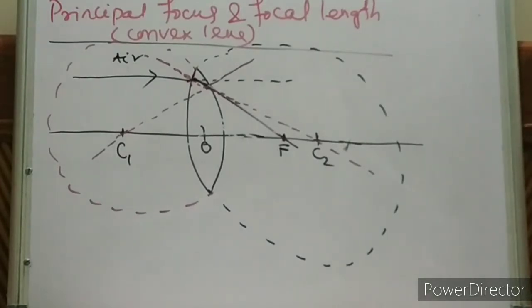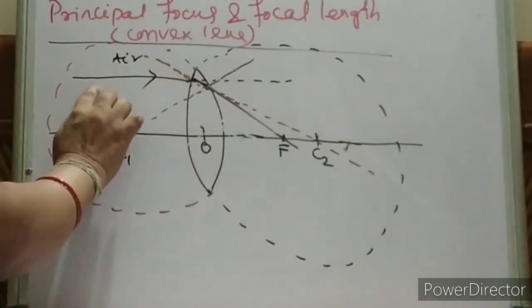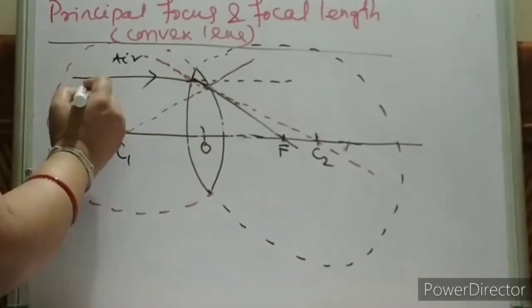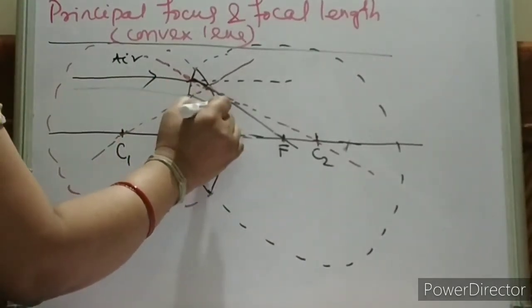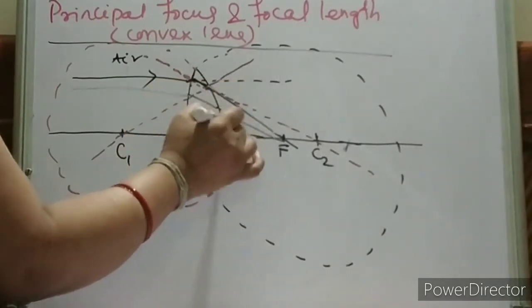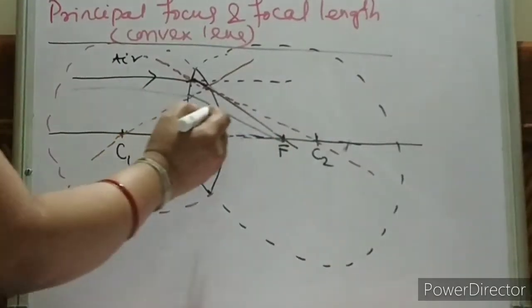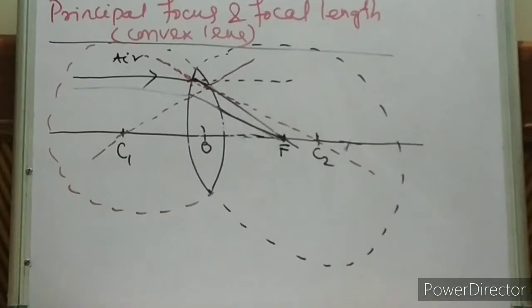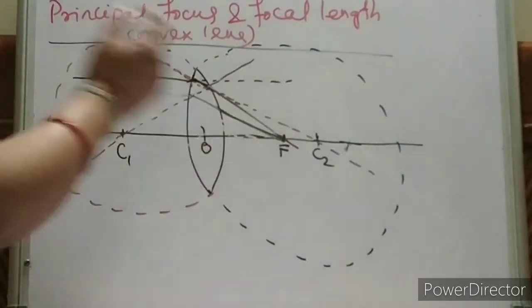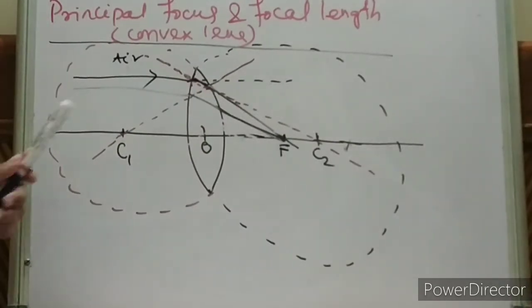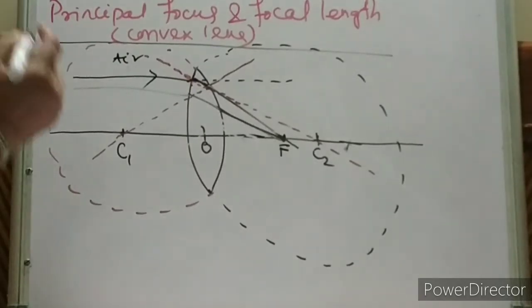Got it? Take another ray also. It will again bend like this. Again it will go like this. Same, draw the normal, same procedure. It will pass through the focus. Okay? Clear? So we got the focus. Now since it has two centers of curvature and two refracting surfaces, there can be two foci. Why? Let me do it like this also.